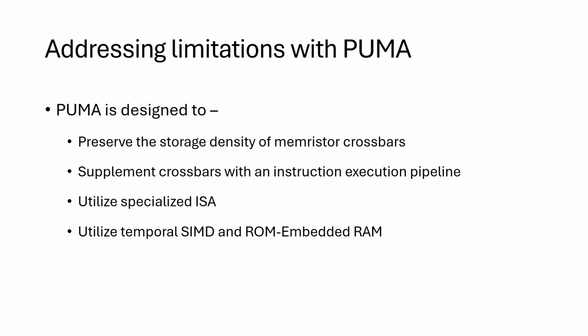So, addressing these limitations with Puma, Puma is first designed to preserve the storage density of memristive crossbars. This enables mapping machine learning applications using on-chip memory only. It's designed to supplement crossbars with an instruction execution pipeline, and it utilizes a specialized ISA. The specialized ISA enables compact representation of machine learning workloads with low decoder complexity, and it utilizes temporal SIMD and ROM-embedded RAM, and these are used for area-efficient vector computations. And all of these are co-designed to optimize data movement and to maximize energy efficiency.